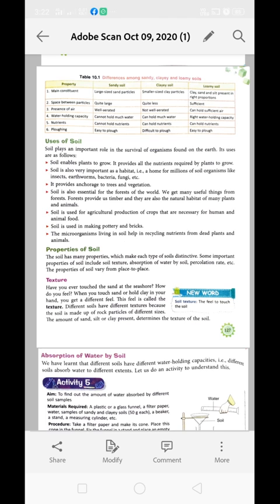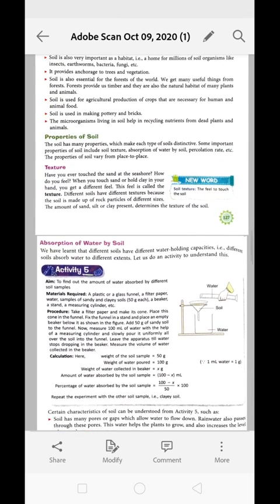Next, soil is also useful for the agricultural production of crops that are necessary for humans and animals for food. We know that we cannot synthesize our food. We are heterotrophs. We depend on plants for food, and these plants are the ones which can perform photosynthesis, and plants need soil. So if we want to have food, we are dependent on plants, and plants are dependent on soil to get their nutrients. So soil is very essential for us to survive as well.